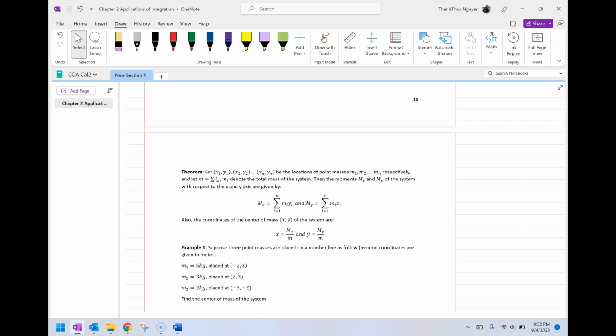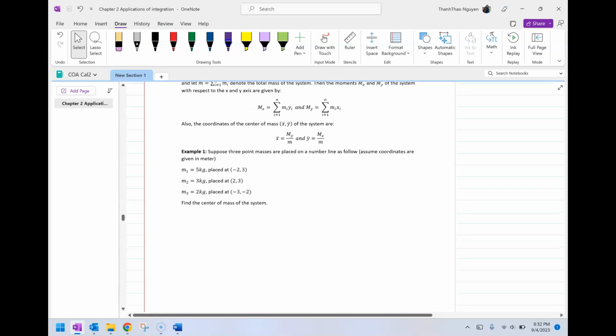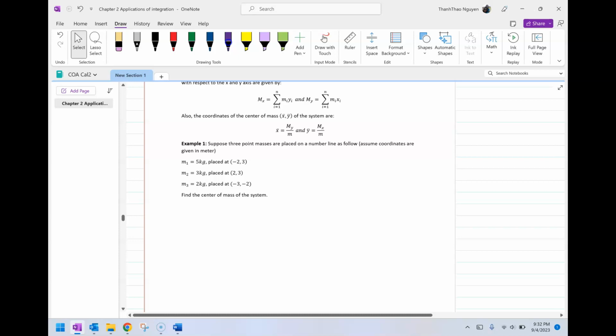Also, the coordinates of the center of mass, x bar and y bar: x bar equals the moment with respect to y divided by the total mass, and y bar is the moment with respect to x divided by m. Suppose three point masses are placed in the plane as follows. Assume the coordinates as given. m sub 1 equals 5 kg placed at the point negative 2, 3. m sub 2 is 3 kg placed at 2, 3. m sub 3 is 2 kg placed at negative 2, negative 3. And we want to find the center of mass of the system.